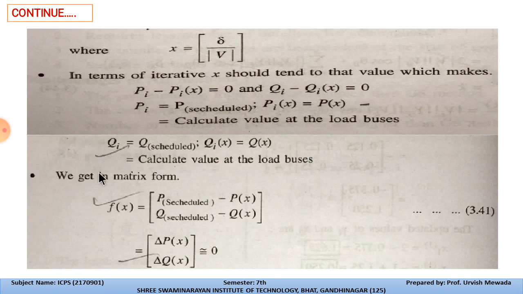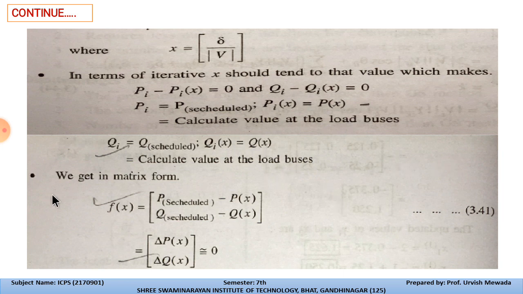Now in terms of iteration, x should tend to the value which makes Pi minus Pi of x equal to 0, and Qi minus Qi of x equal to 0, where Pi is equal to P scheduled, meaning the power which is scheduled for the power system. So Pi of x is equal to Px. From that we can have the calculated value at the load bus. Similarly we can write this equation for the reactive power. So Qi is equal to Q scheduled and Qi of x is equal to Qx. So this is the calculated value at the load bus. These are the values that we can determine using the NR method.